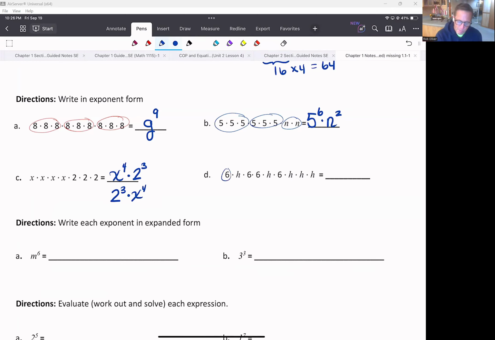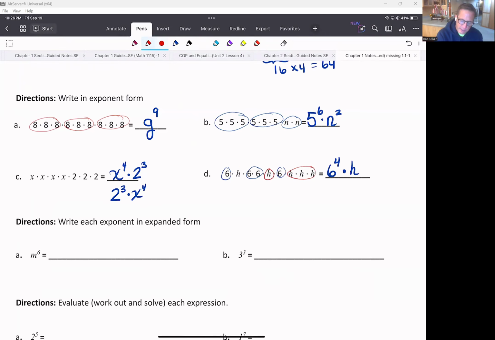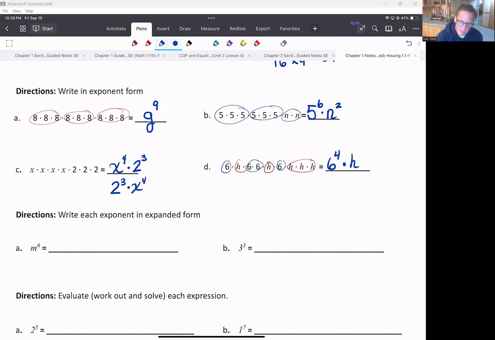For example D, it's all mixed up. So how many 6s do we have? We have a couple here, and a 6 there, that's 4 6s. So I'm going to write 6 to the 4th power. How many h's do we have? We have 3 h's here, an h, an h. So that's 5, so we have h to the 5th. So 6 to the 4th, h to the 5th. Don't worry about multiplying them out on that one; we're just writing them out as an exponent.